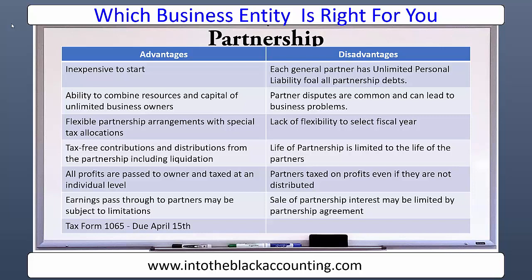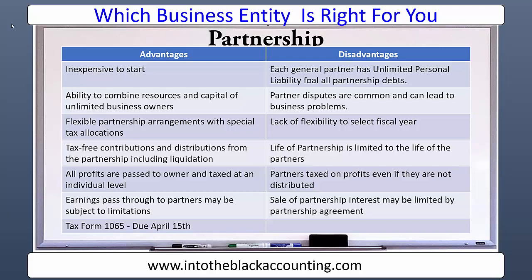Partnerships sometimes fall apart because disputes are common and can lead to business problems. Lack of flexibility to the fiscal year. If you're a partnership, you have to use a calendar year. That's it. You don't have a choice. Partnerships are limited to the life of the partners. If one of the partners passes away, it's gone.